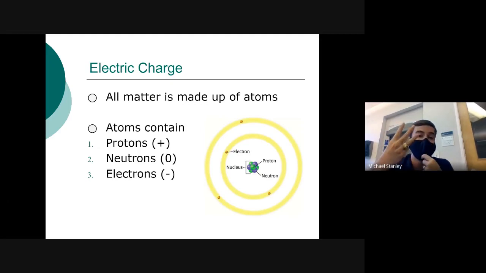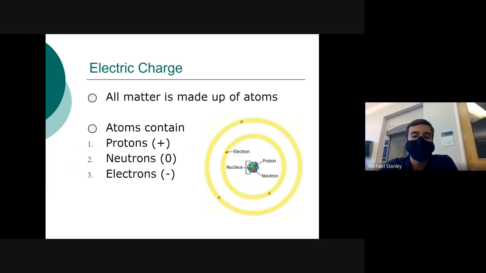So even though atoms are super duper tiny, itty bitty microscopic, even atoms are made up of 3 different types of particles. There are protons, which are the little green balls in this picture over here. Protons have a positive charge. So 1 proton is 1 positive charge. So they're a lot of times represented by this plus sign.